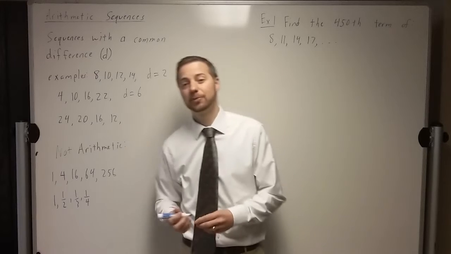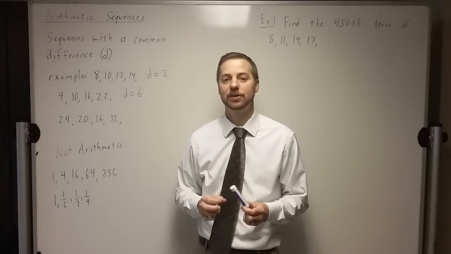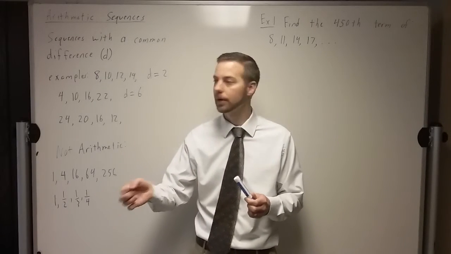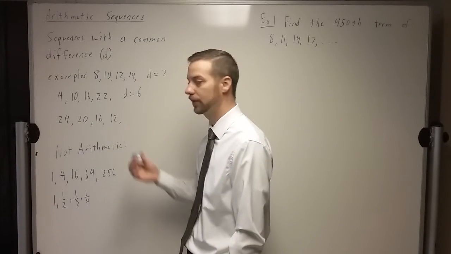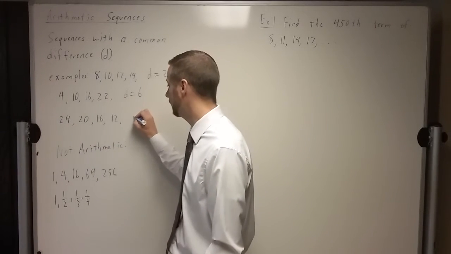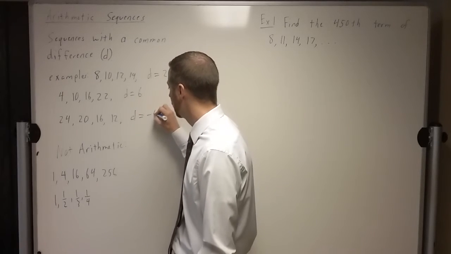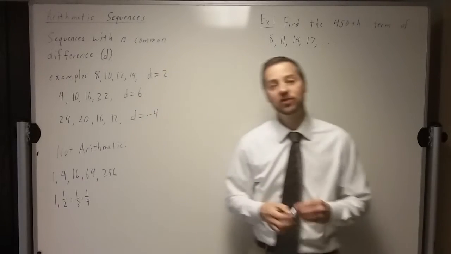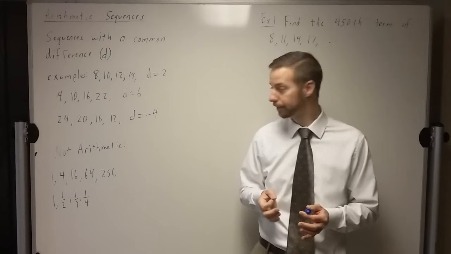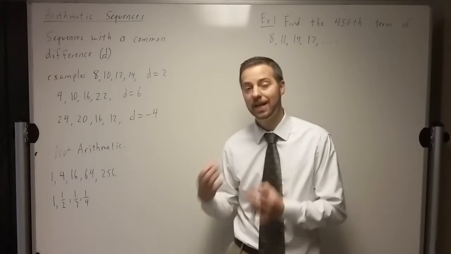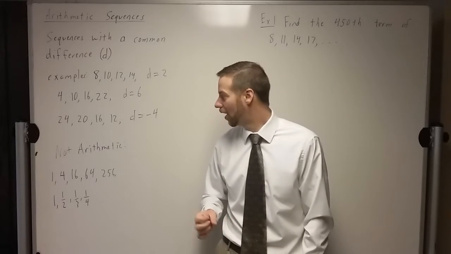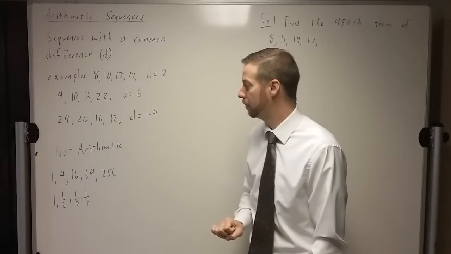Now I wanted to do one like this because nothing states that the common difference has to be a positive number. Do you notice this one? We decrease by 4, decrease by 4, decrease by 4. That's still an arithmetic sequence. The thing that changes is the common difference is negative. And so d, or the common difference on this arithmetic sequence, would be -4. All right, so there are some examples of arithmetic sequences.